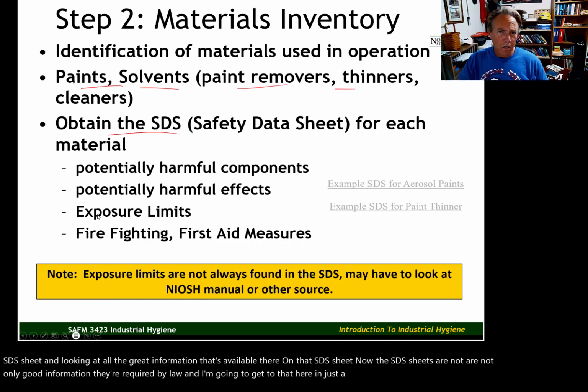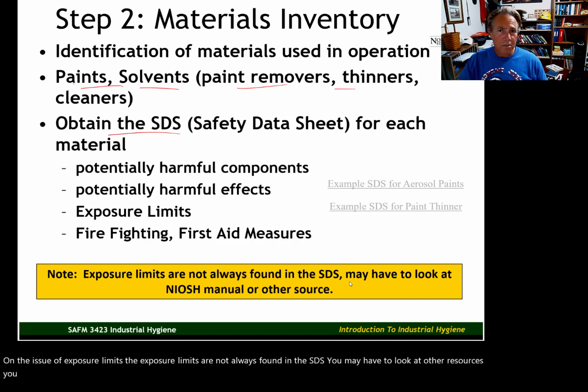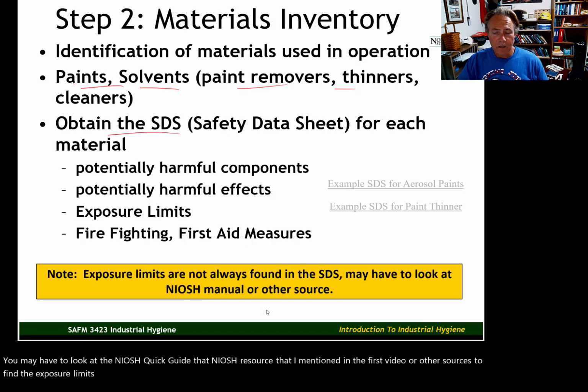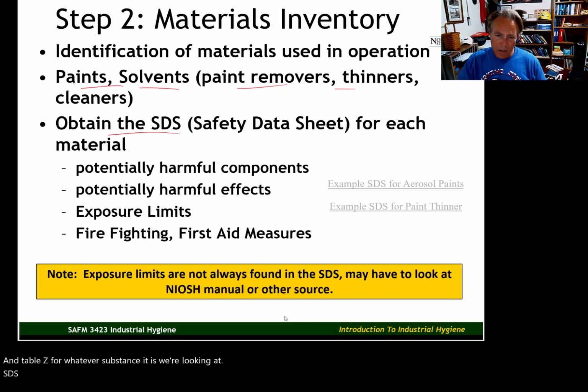Now, on the issue of exposure limits, the exposure limits are not always found in the SDS. You may have to look at other resources. You may have to look at the NIOSH Quick Guide, that NIOSH resource that I mentioned in the first video, or other sources to find the exposure limits. Table Z in the OSHA regulations would likely have the PEL, the permissible exposure limits, in Table Z for whatever substance it is we're looking at. SDS, it's pretty common that they do, but they don't always have exposure limit information.